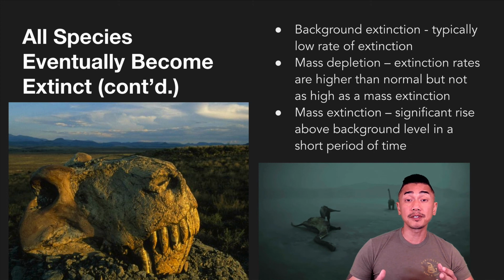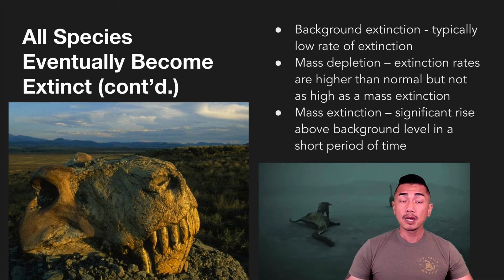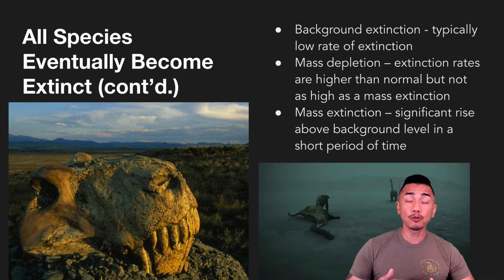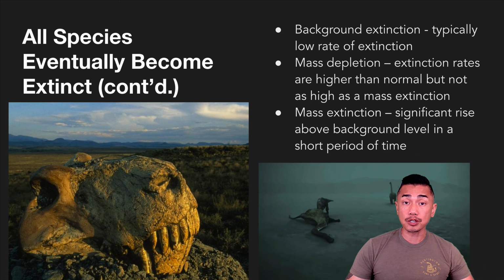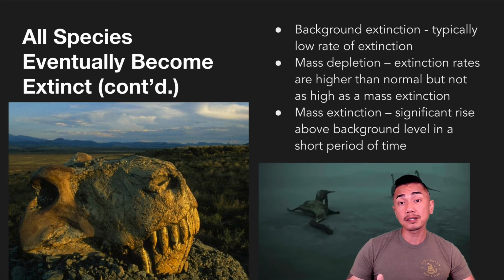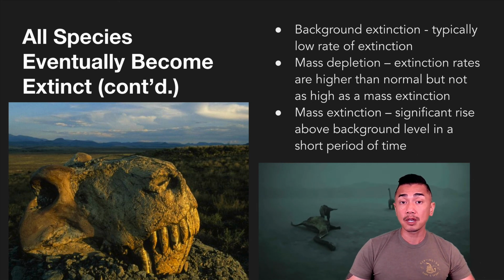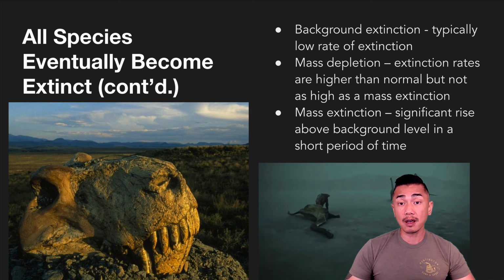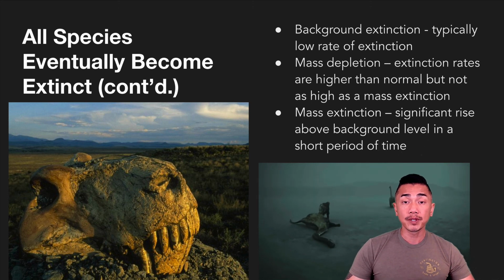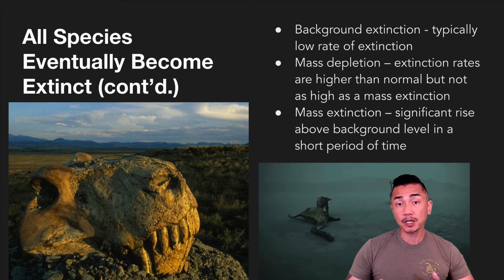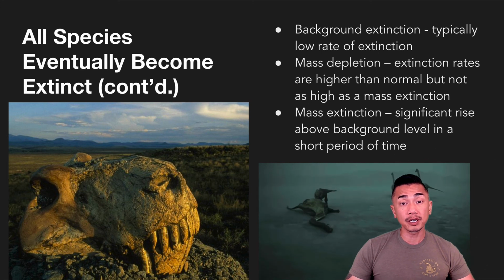There are three types of extinction you should be familiar with. There's background extinction, which is the typically low rate of extinction that is always occurring. There's mass extinction. A mass extinction is a significant loss of species or even major groups of species in a short period of time. Somewhere in between those two is mass depletion. During a mass depletion, we experience a higher than normal rate of extinction.